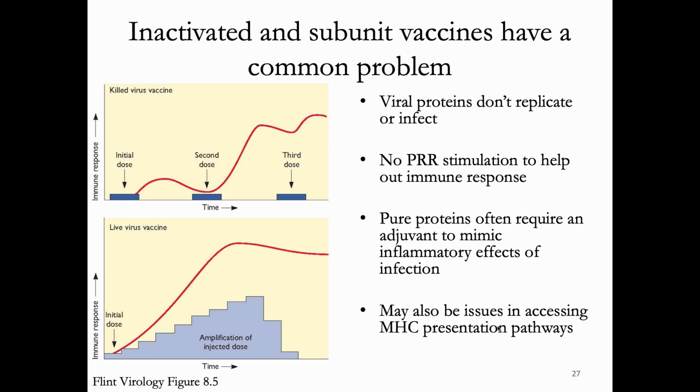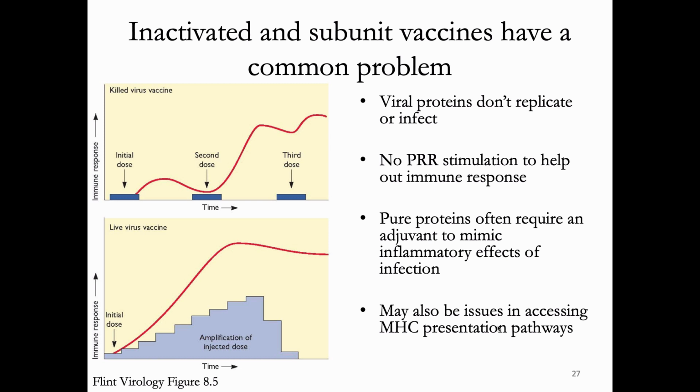Why not just do what you did with the problem with the last one? We're getting there. There may be issues in how these guys access antigen presentation pathways, but the replication is a huge thing.